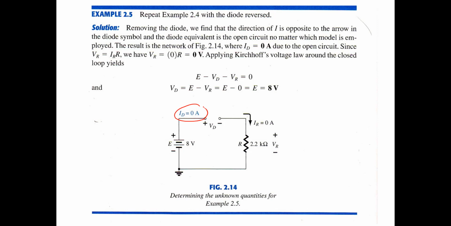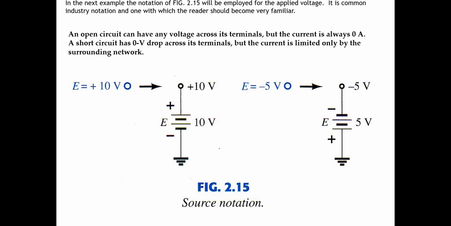So if we use the Kirchhoff model, E minus VD minus VR is equal to 0. So VD here is E minus VR. E is 8 and VR is 0 because no current flows. So the VD here is 8 volts. Okay. And then this is the source notation.